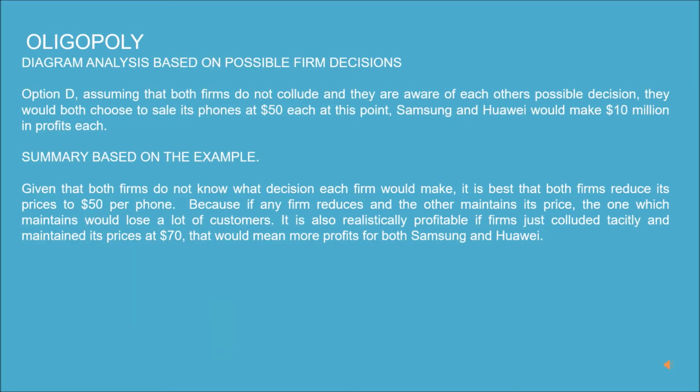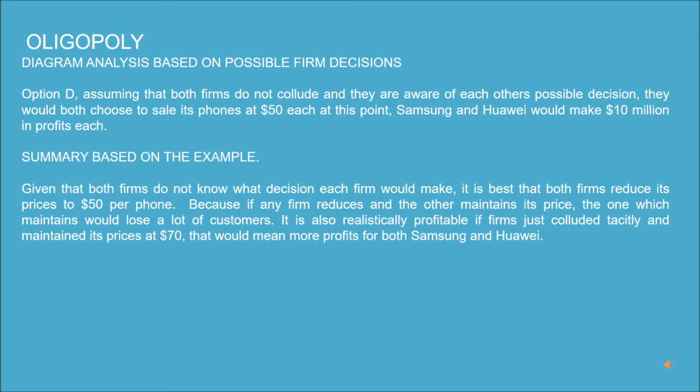Diagram analysis based on possible firm decisions. Option D, assuming that both firms do not collude and they are aware of each other's possible decision, they would both choose to sell their phones at $50 each at this point. Samsung and Huawei would make $10 million in profits each.